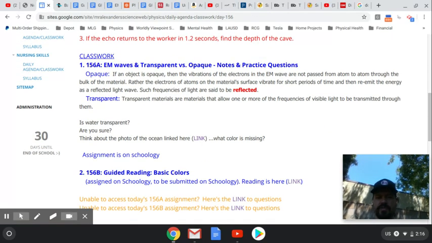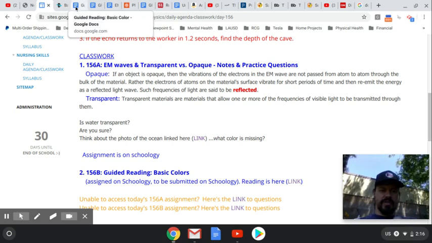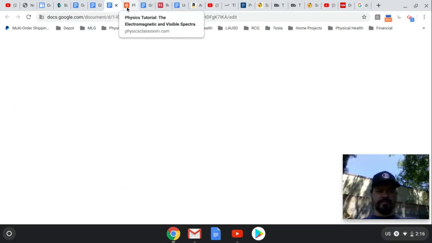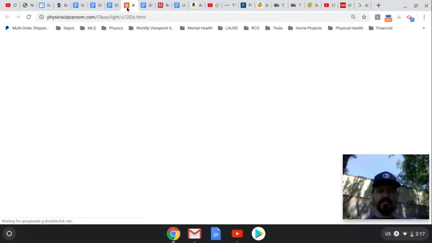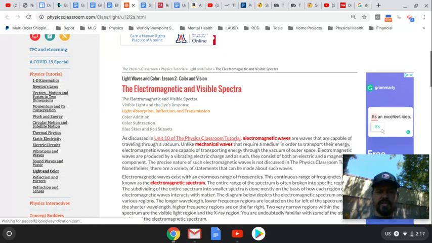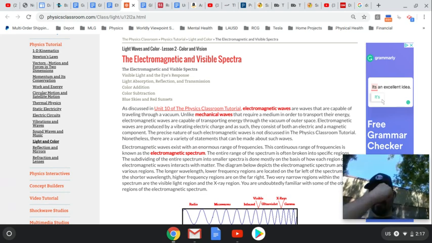So there's a little bit of reading about light and frequency and the order of color in terms of wavelength, and that's all on Schoology. And so let's just take a quick peek at what that looks like. Here it is. There's a little bit of reading on the Physics Classroom. So just looking at electromagnetic waves and visible spectra. That's the visible spectra, the visible part of the wave spectrum, or the part of the wave spectrum that you can see.